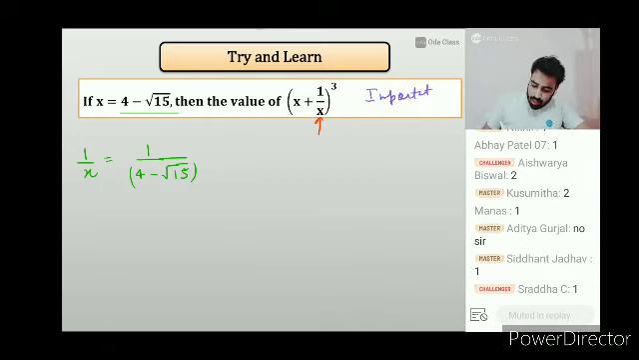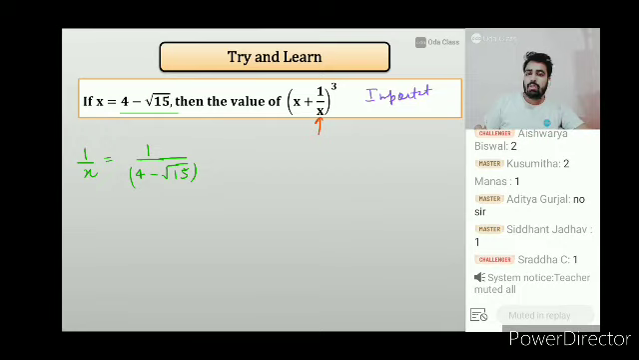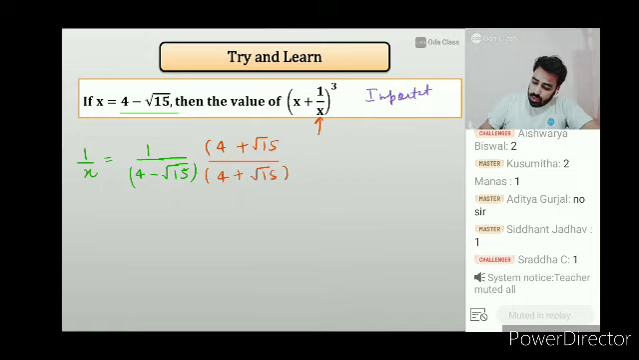Okay. Now 1 by x we got as 1 by 4 minus root of 15, but we need to simplify it because इसको हमें काम में लगाना है. ठीक है, सिंप्लीफाई करते हैं using rationalization. So the denominator का rationalizing factor is 4 plus root 15. So multiply numerator and denominator. When I simplify, in the numerator I'll get 4 plus root of 15. The denominator is 4 square, that is 16.